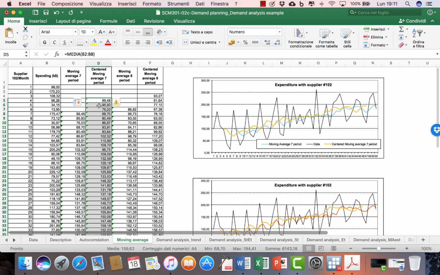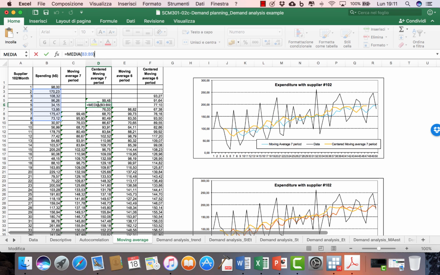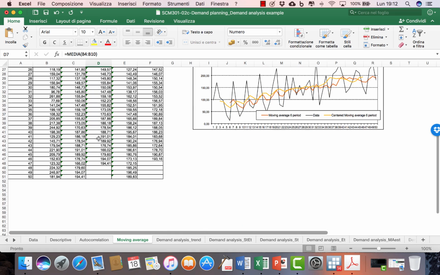You see that in the second period, the moving average, which is centered here, will consider the 3 observations before and the 3 observations after. And so it is for the other one. Of course, I need to stop once I don't have any more 3 observations after.